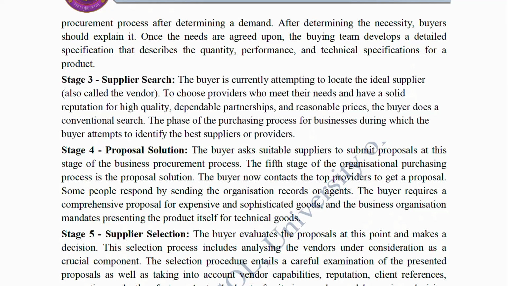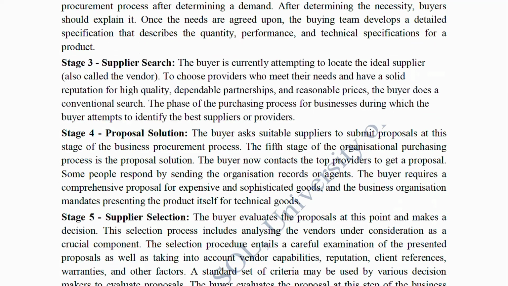The buyer does a conventional search. The phase of the purchasing process for businesses during which the buyer attempts to identify the best suppliers or providers. Stage 4: Proposal solicitation. The buyer asks suitable suppliers to submit proposals at this stage of the business procurement process. The proposal solicitation is the fourth stage of the organizational purchasing process. The buyer now contacts the top providers to get a proposal.